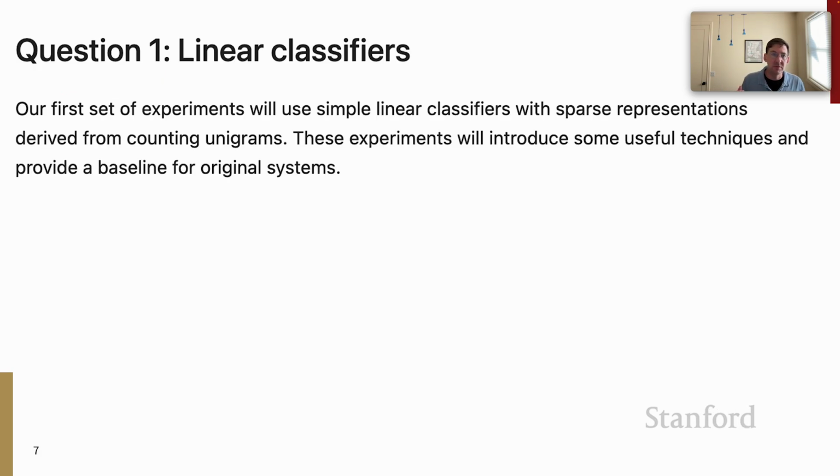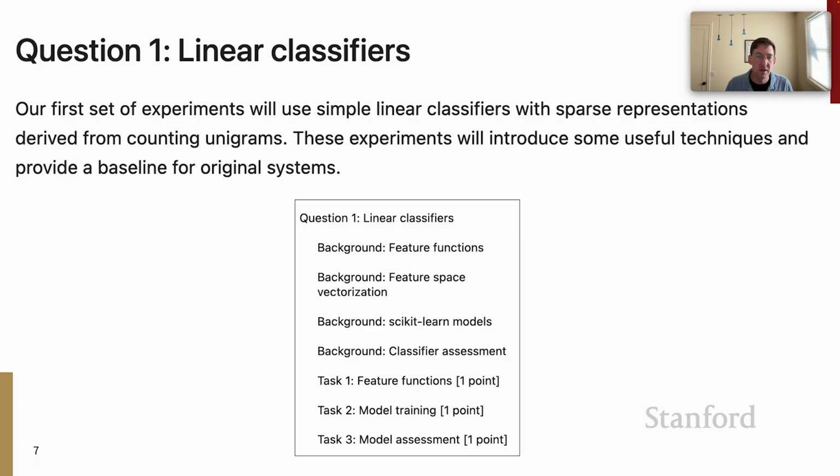Now we come to the assignment work itself, beginning with question 1, linear classifiers. What we're going to be doing here is developing relatively lightweight models that depend on typically very sparse feature representations. You could think of these as bag of words models that you might augment to make them more interesting. Here's how the outline looks.